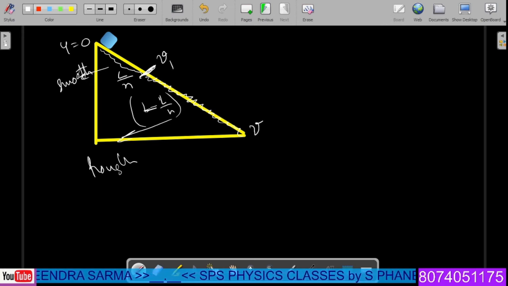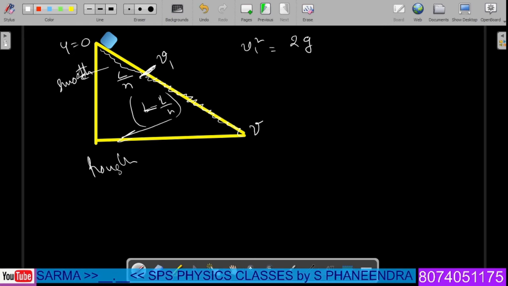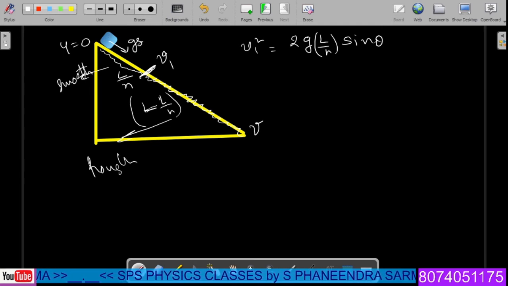v. Let us try to prepare the equation for the distance of L by N. In this case, v1 square is equal to u square plus 2g into L by N sin theta. We have to write down along this. So on the block we have only one force, that is g sin theta, which will try to pull it down in the inclined direction. Next, we got the v1 square. Now the question is, the remaining distance, how much does it travel? L minus L by N.